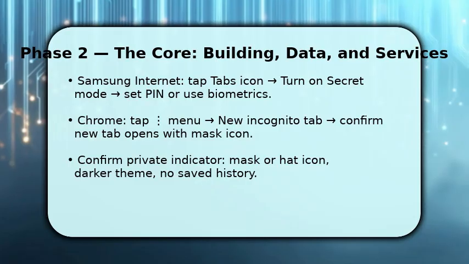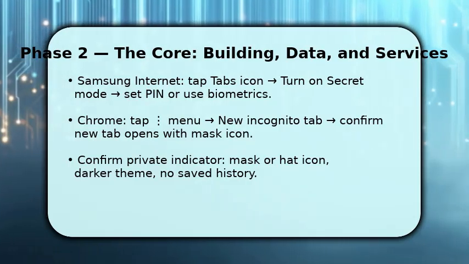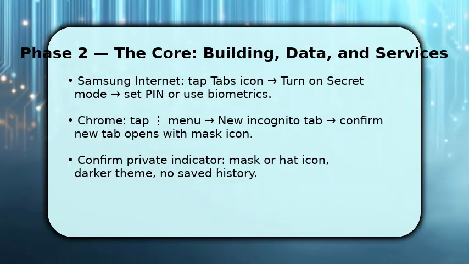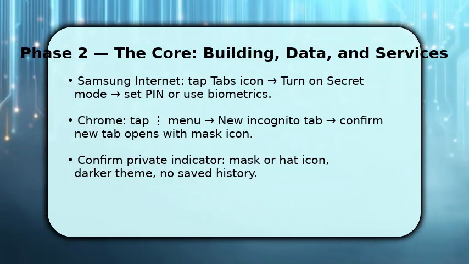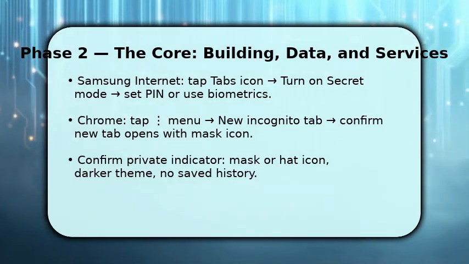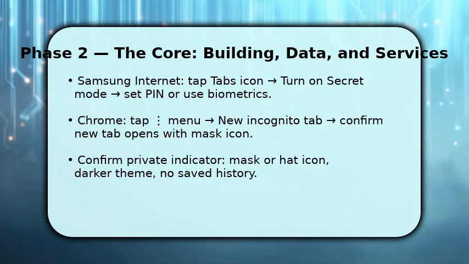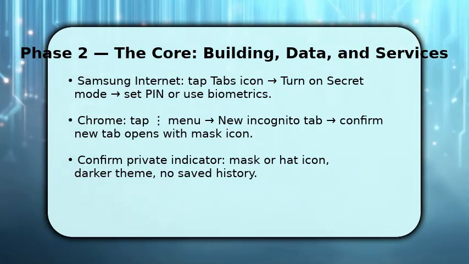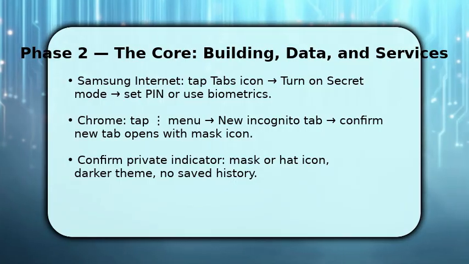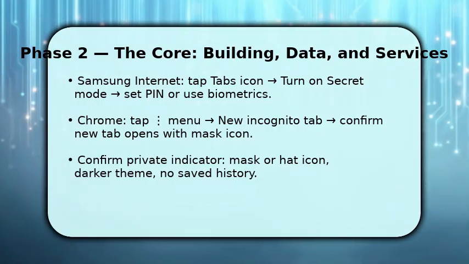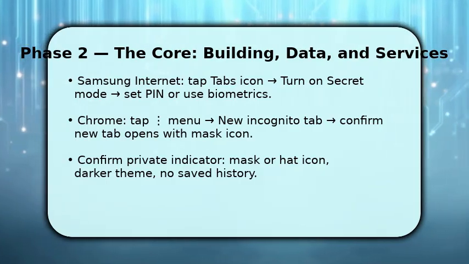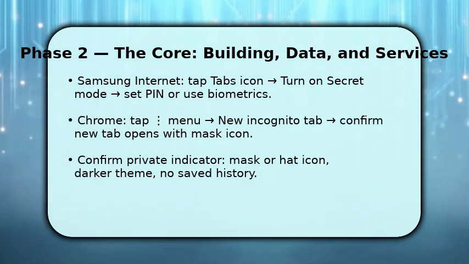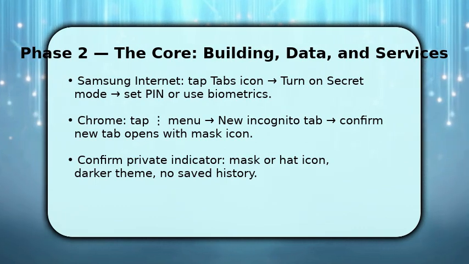Next, enable the private session. For Samsung Internet, tap the tabs icon, two squares, choose Turn on Secret Mode and follow prompts to set a PIN or use your fingerprint. This protects that session. For Chrome, tap the 3-dot menu and select New Incognito tab. You should see a dark theme and a hat and glasses icon. You do this to prevent local history, cookies, and form data from being stored. Make sure the special icon appears so you know private mode is active.